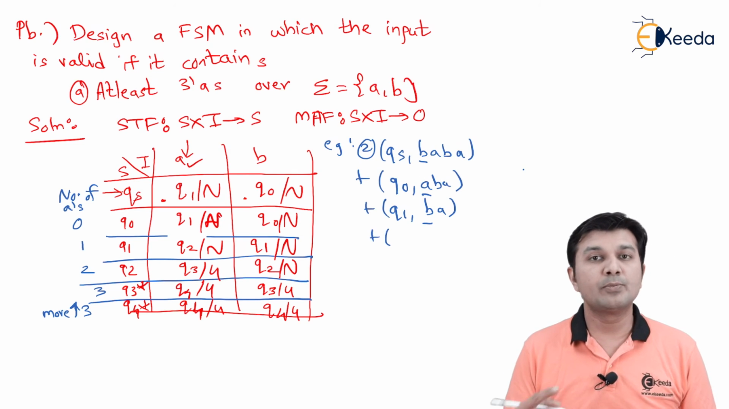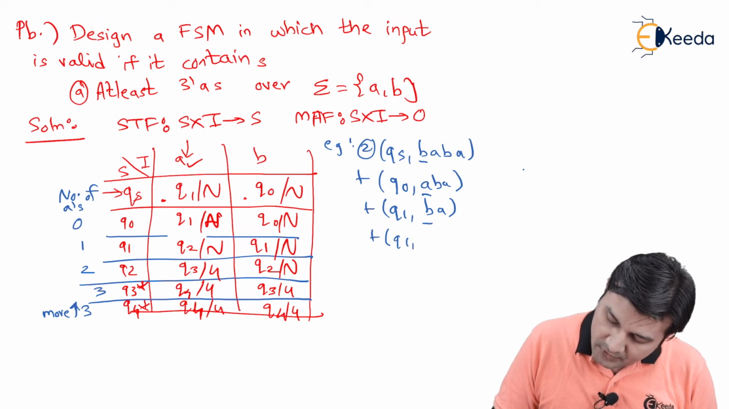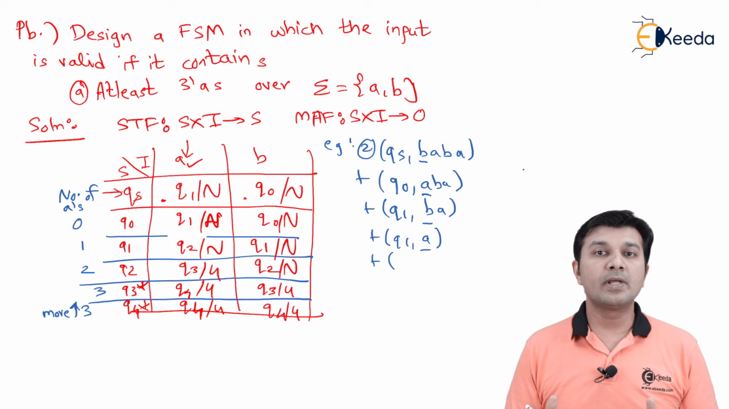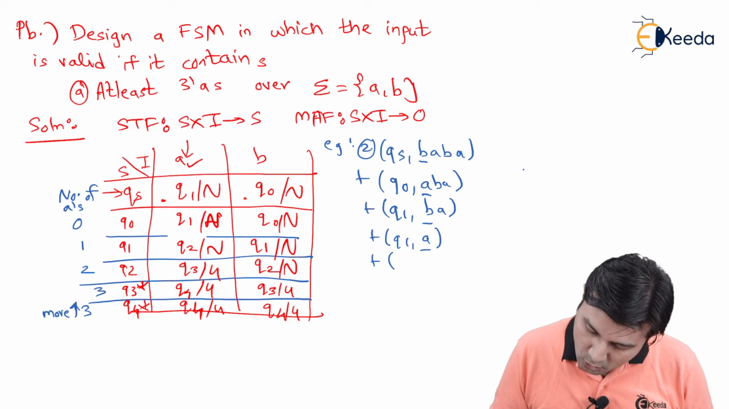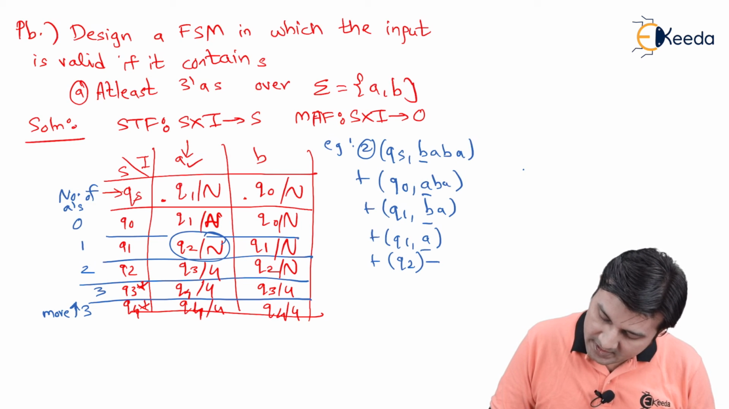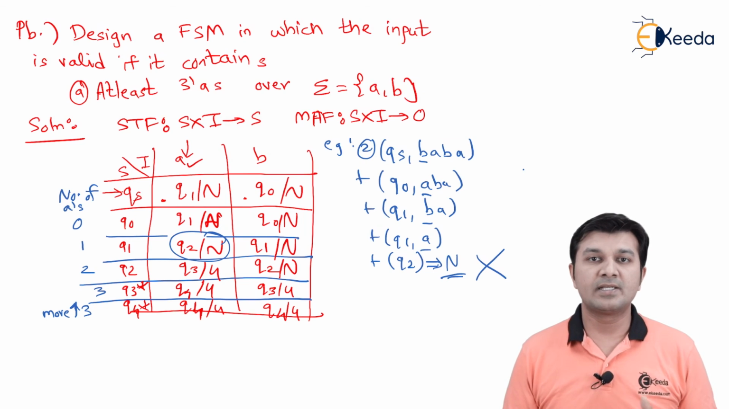Q1 on receiving input symbol B remains in Q1. So I have Q1 with A with me, and lastly Q1 on A is going to throw the output. So Q1 on A over here is going to go to Q2, and my Q2 state is giving the output as no. That is, the input will be rejected since the number of A's are lesser than 3.